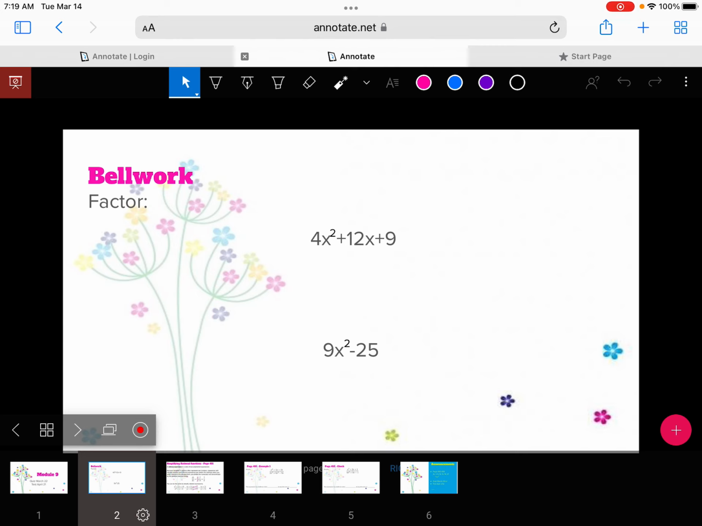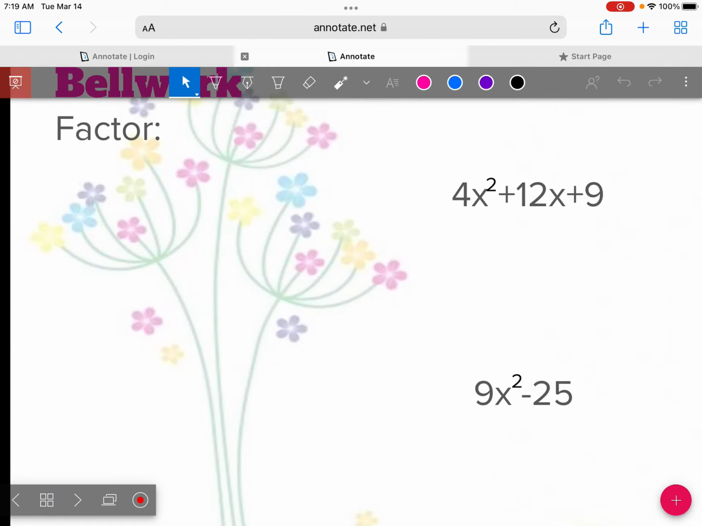All right. So then we're going to X and box it. I'm going to build myself an X. We take our A times C at the top, and our B goes at the bottom. So A times C, what's going to go at the top of my X here? 36, 4 times 9. And my B goes at the bottom, which is 12. So I need a pair of numbers that multiplies to be 36 and adds to be 12.